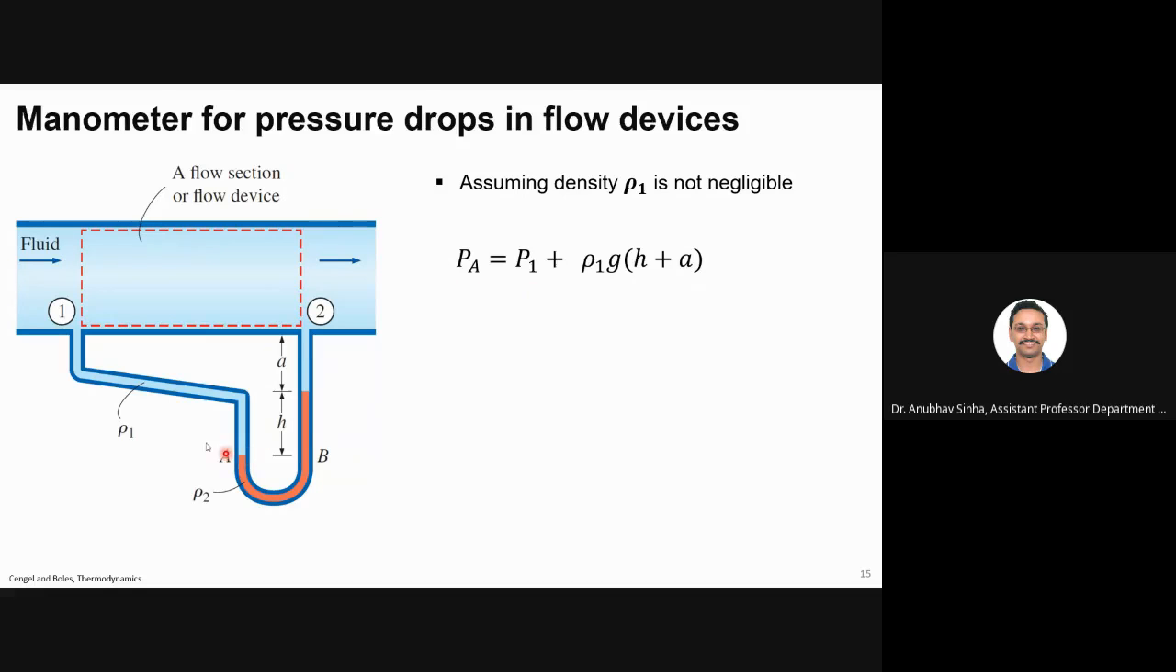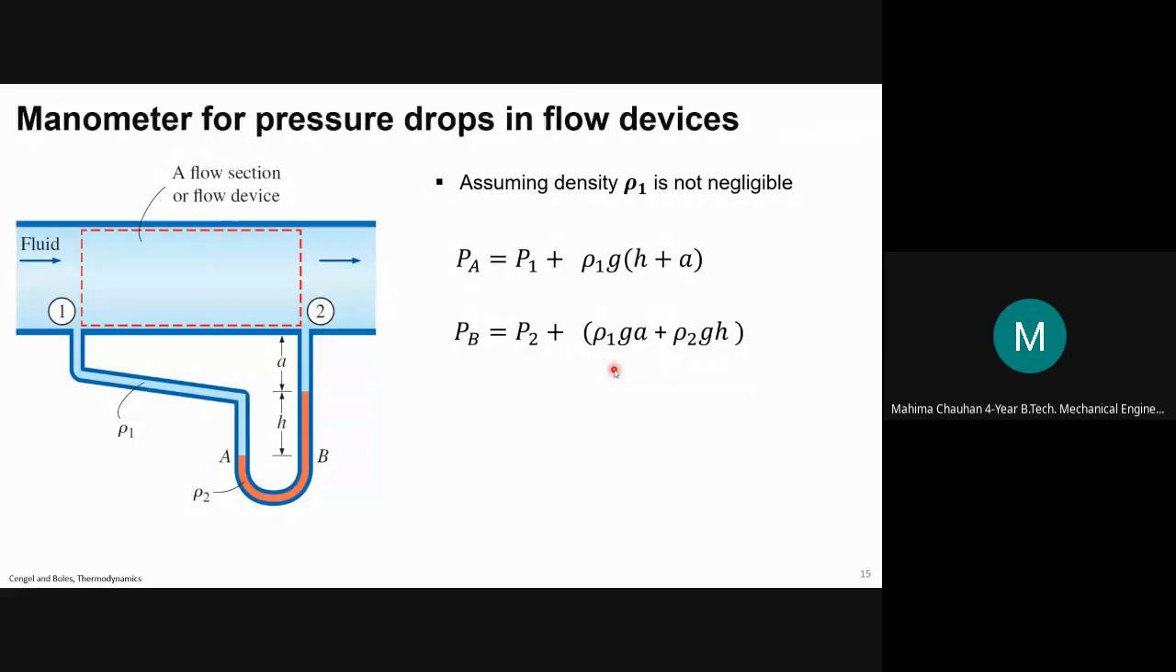So for PA, I can say that PA is equal to P1 plus rho1 g into (h plus a). The same fluid rho1 is there, so I use h plus a. Similarly for PB, PB is equal to P2 plus rho1 g a, because rho1 is only up to this height. Then we have rho2 filled with height h, so rho2 g h. Is this clear to everyone how I'm doing the calculation? Yes, sir. Fine.